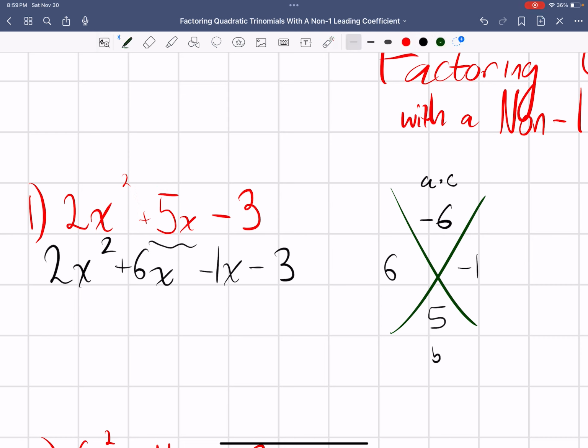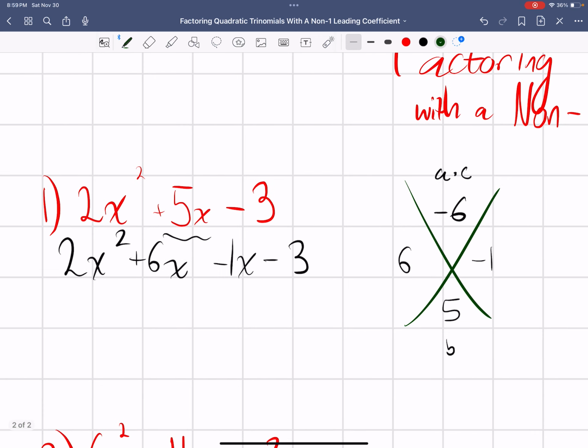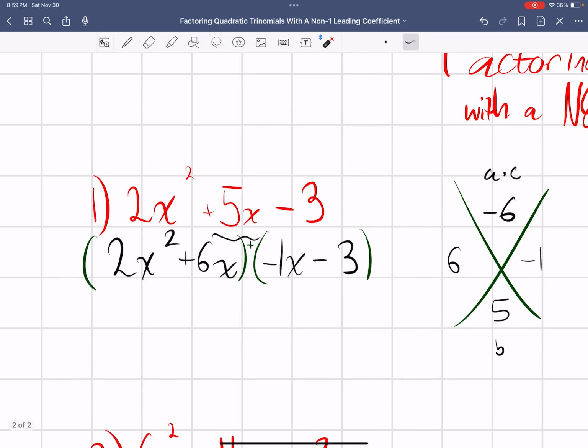Our next step is we're going to factor by grouping. I have another video on that, but it's pretty straightforward. If you have 4 terms, what we can try is we can put parentheses around the first 2 terms and around the second 2 terms. We can put a little plus sign in between them. And so then we look for the GCF, or greatest common factor, of the first binomial here. So the GCF here is 2x.